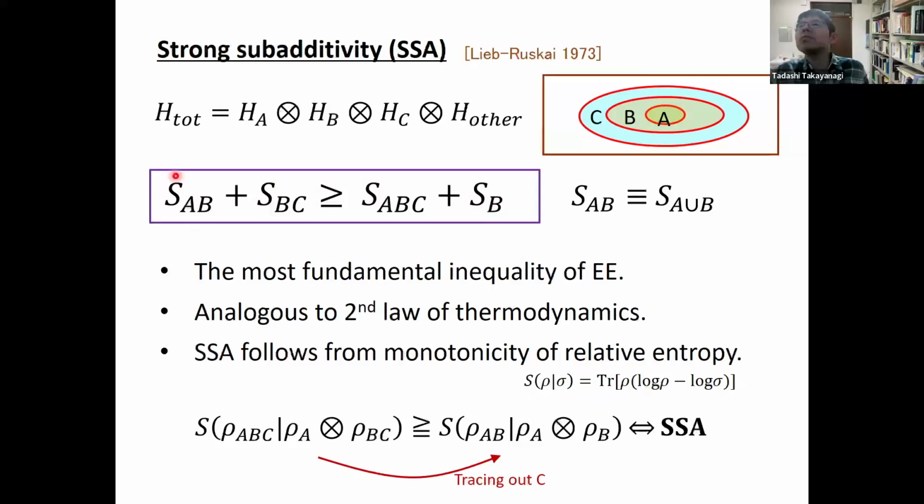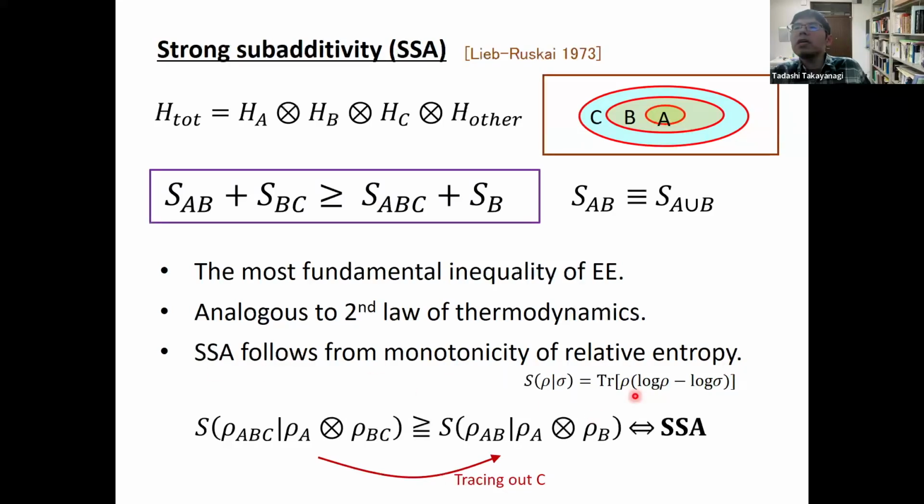I think I already mentioned this in the context of holographic entanglement, and holographic entanglement gives some geometrical proof of this, a few days before. But anyway, this is strong subadditivity. This is very, very fundamentally important in quantum information theory. And also this is kind of analogous to the second law of thermodynamics. And indeed, we can show this is a kind of generalization of the second law of thermodynamics, because it can be derived from the monotonicity of relative entropy. Strong subadditivity, SSA, follows from monotonicity of relative entropy.